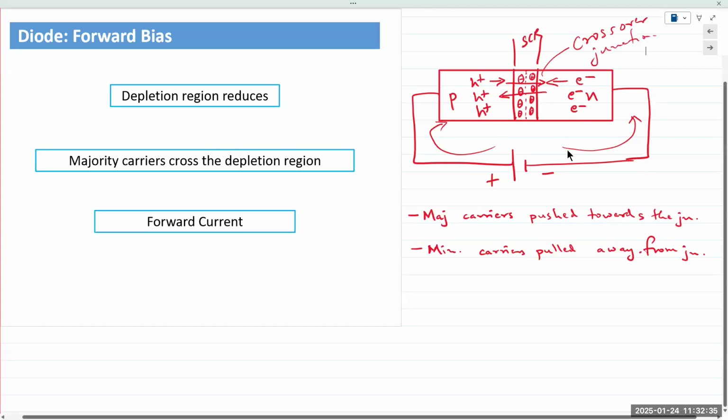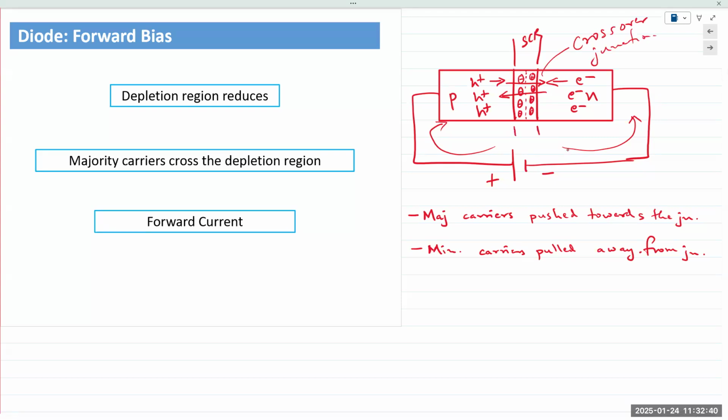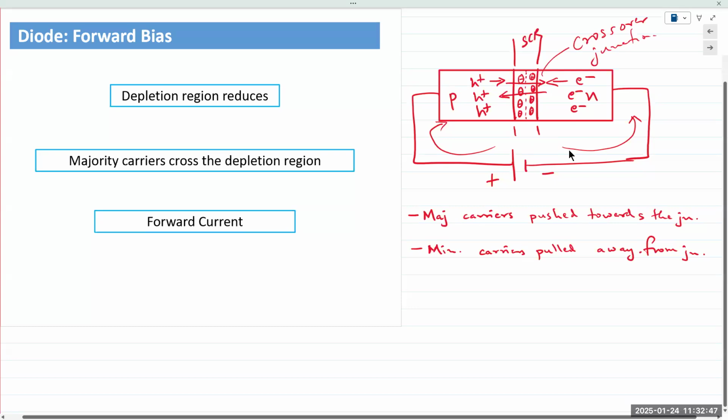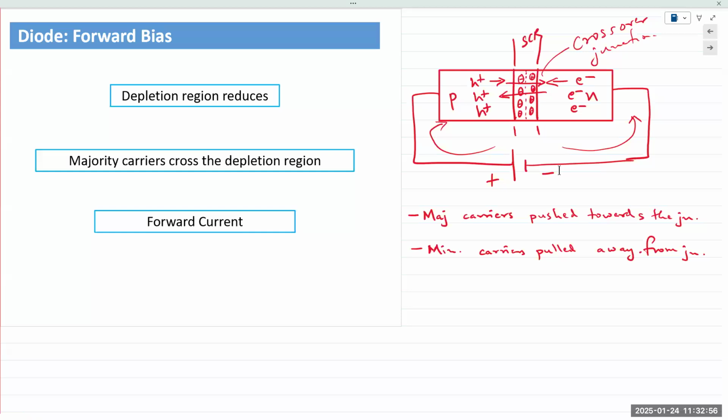But that doesn't happen until the built-in potential, meaning the depletion region width, is overcome, unless they have sufficient energy to cross over the junction. And for silicon, that results in a 0.6 volts level. Germanium is about 0.2 volts. And from that point on, there's free flow of current or high flow of charge carriers across the junction. But that voltage is required, meaning if you apply 1 volt, the diode is going to drop 0.6 volts across it.